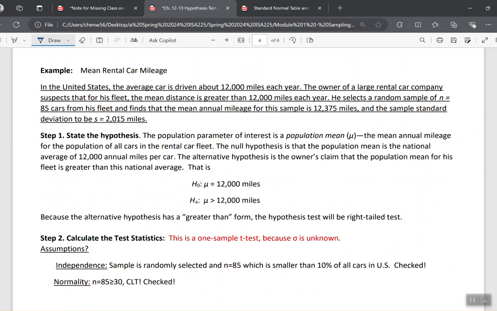So we say in the United States, the average car is driven about 12,000 miles each year. The owner of a large rental company suspects that for his fleet, the mean distance is greater than 12,000 miles each year. He selected a random sample of n equals 85 cars from his fleet and found that the mean annual mileage for this sample is 12,375 miles, and the sample standard deviation is s equals 2,015 miles.